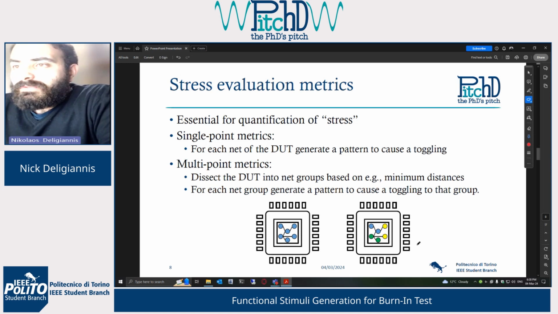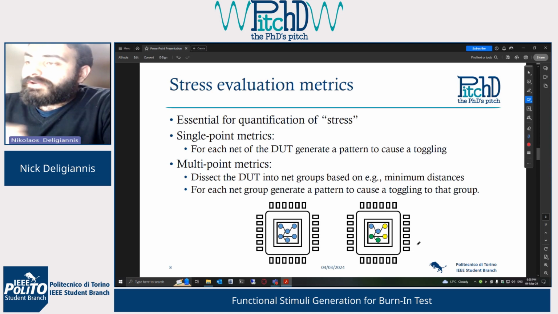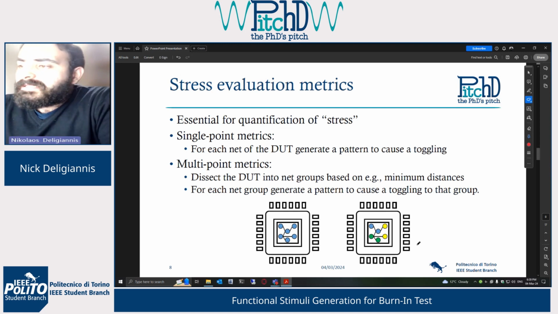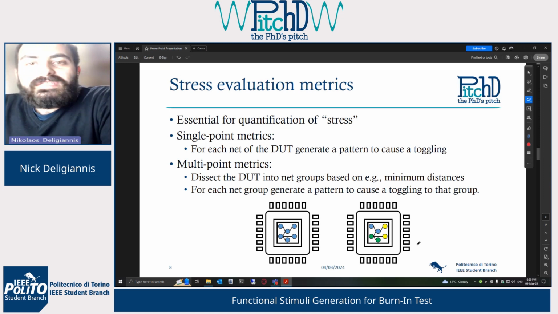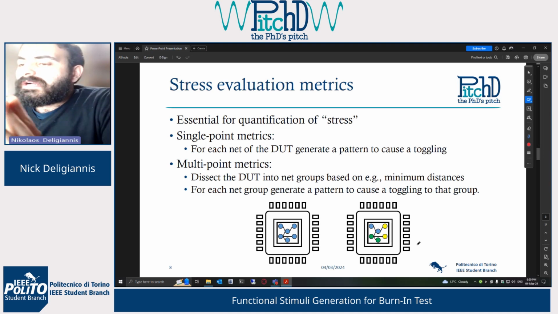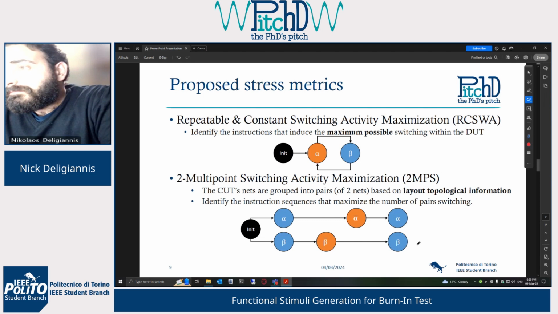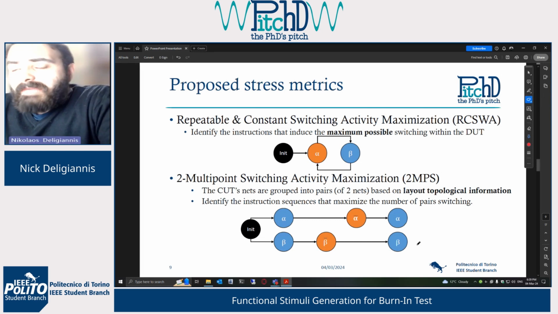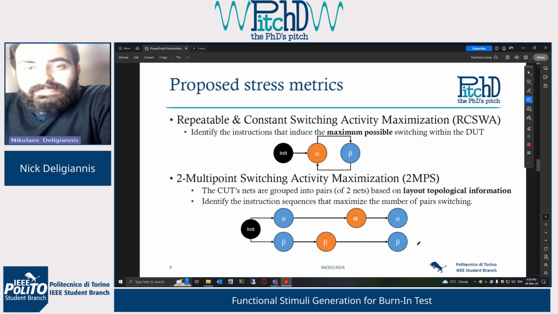Here, we dissect the DUT into neighborhoods or groups of nets, if you will, based on, for example, minimum distances. And now the goal becomes that for each neighborhood or group of nets, we try to find a sequence that causes all possible switching permutations to occur when executed by the device. Then we concatenate all these sequences and we end up with a big stress program. Now, in my work, I have worked primarily on the second category, so the multi-point metrics. And we have the following two.